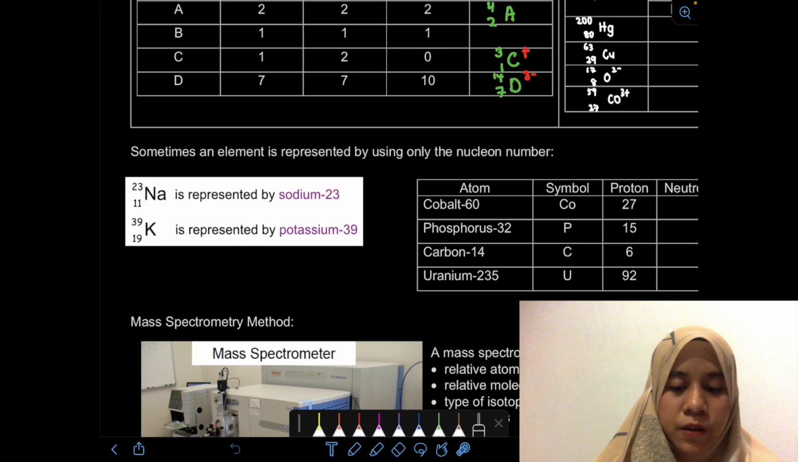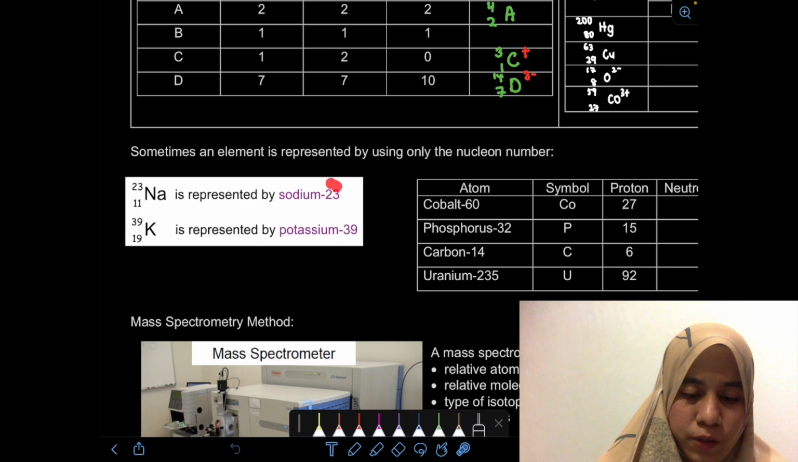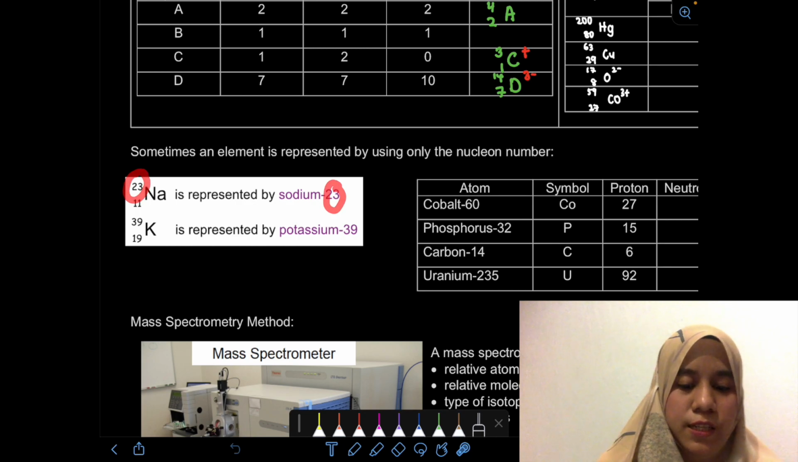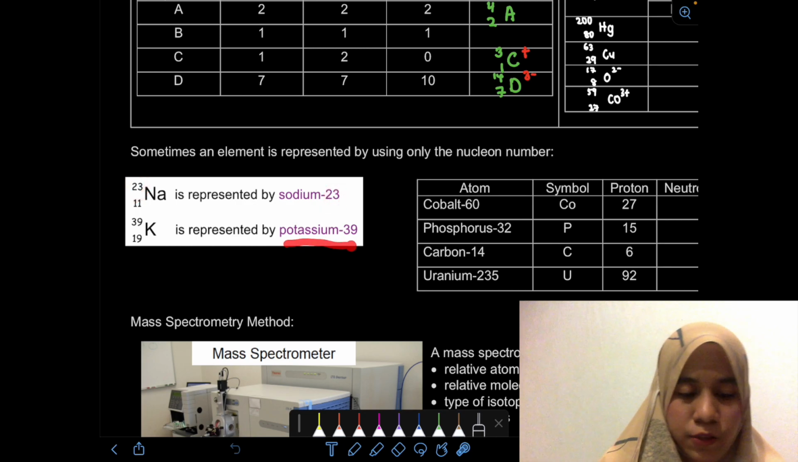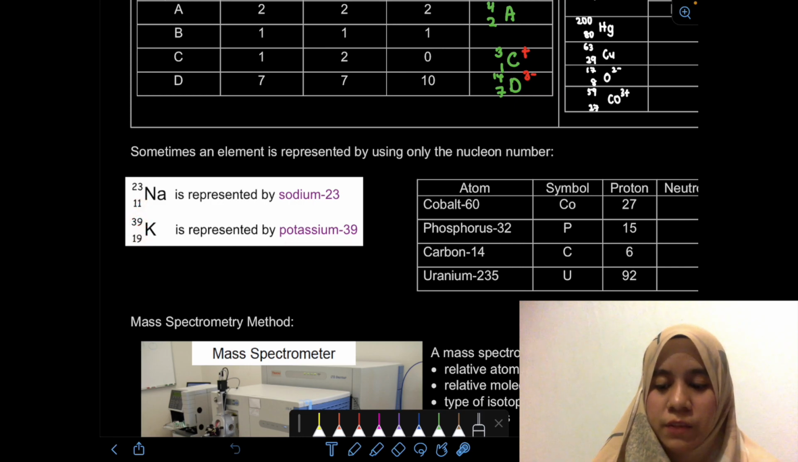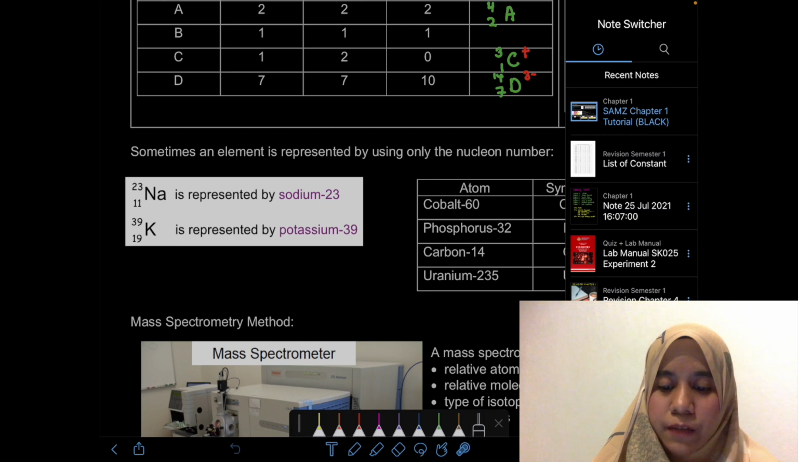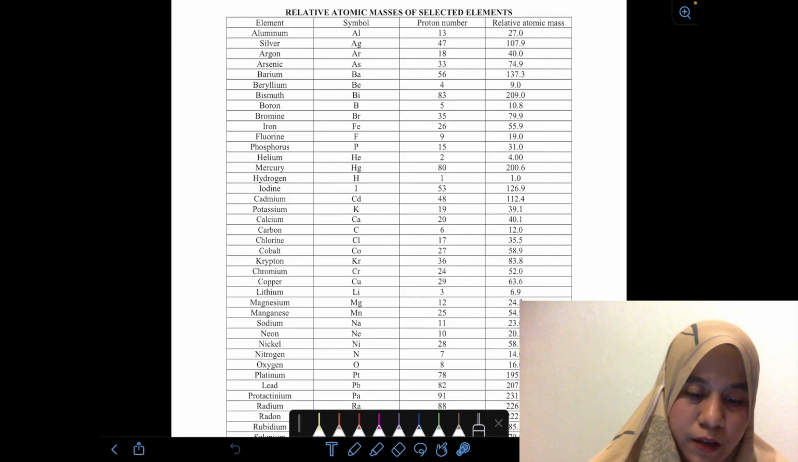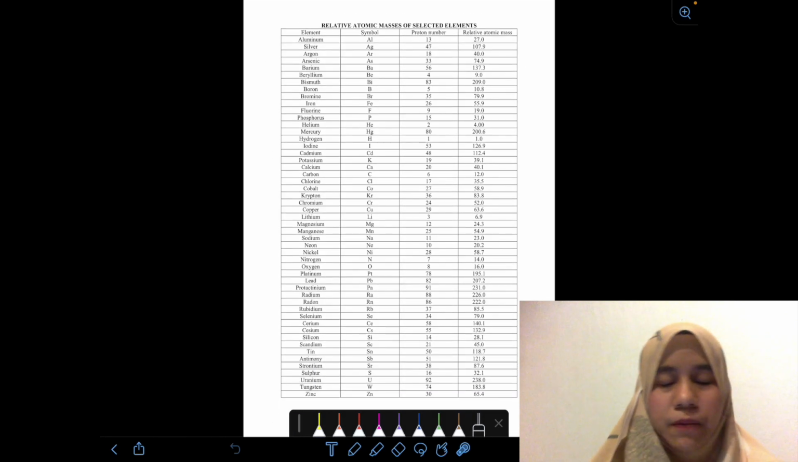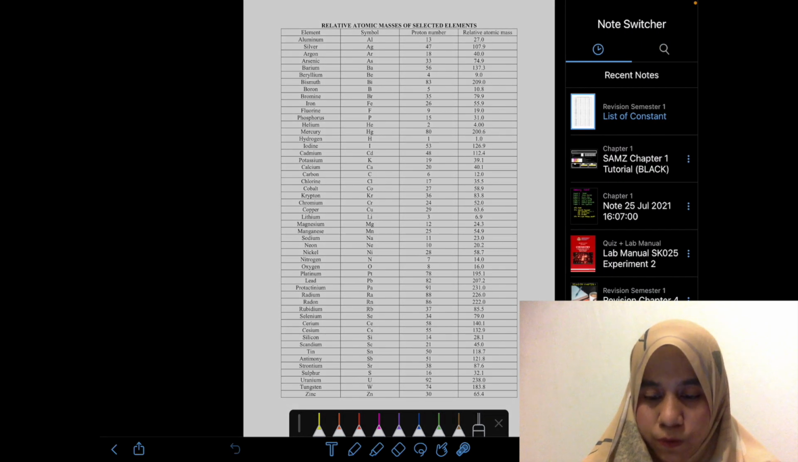Sometimes the element is represented by using only the nucleon number. So nucleon number 23 dekat sini lah. Dekat sini pun sama juga, potassium 39. So how are we gonna find out our number of proton kalau tak bagi? Sebenarnya dia akan bagi, kamu carilah based on the list of constant. Ada dalam kamu punya Google Classroom.